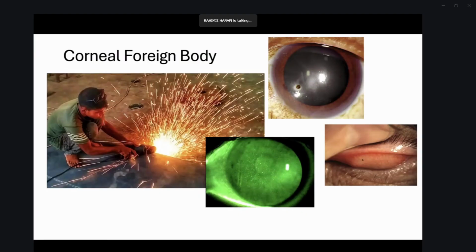Sometimes it's not on the cornea, then we need to invert the eyelid, okay? And if we give the fluorescein, sometimes there is also abrasion or small, what we call superficial punctate keratopathy, the SPK, right? And sometimes it's due to the heat, because they're not using the proper protection to the eye, so they can have it.